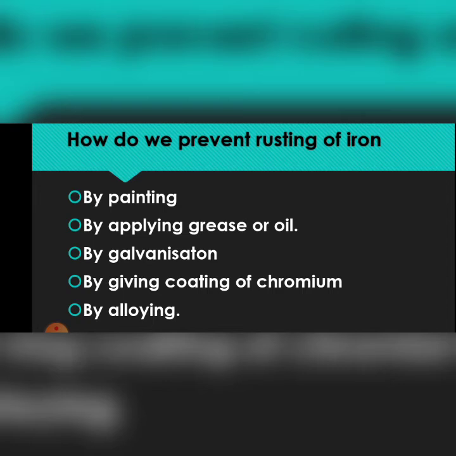Rusting can also be prevented by alloying. Alloys are a mixture of a metal with some other metal, and sometimes metals are mixed with non-metals also. So stainless steel is one of the alloys of iron. Stainless steel is made by mixing iron with chromium, nickel and carbon. Stainless steel does not rust.